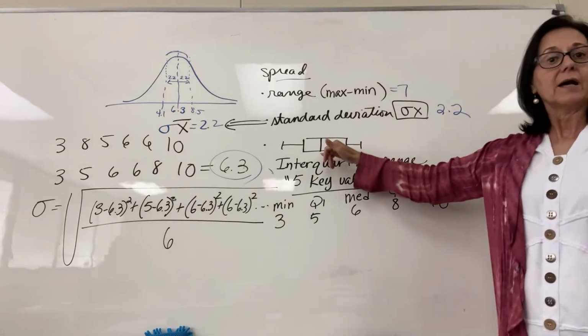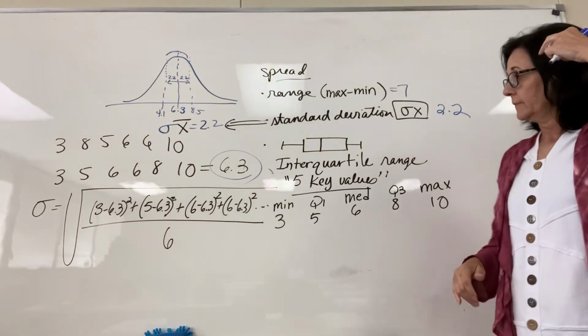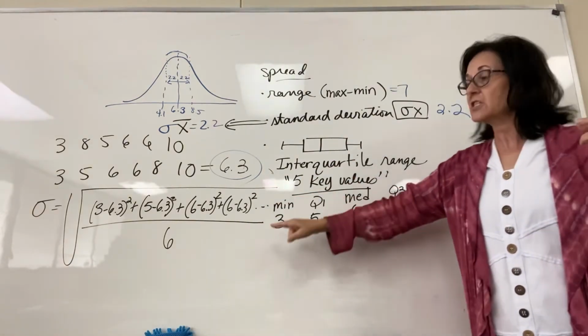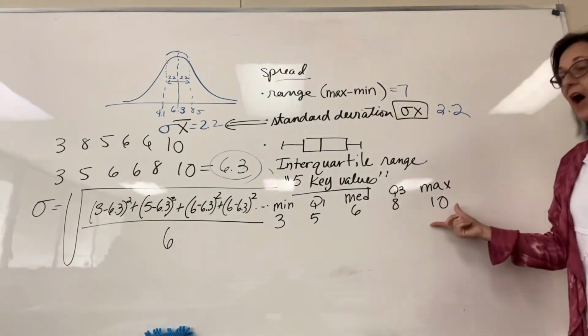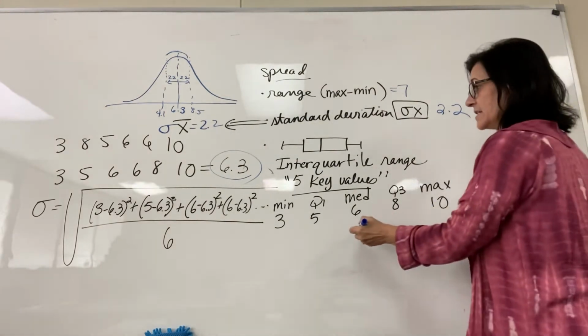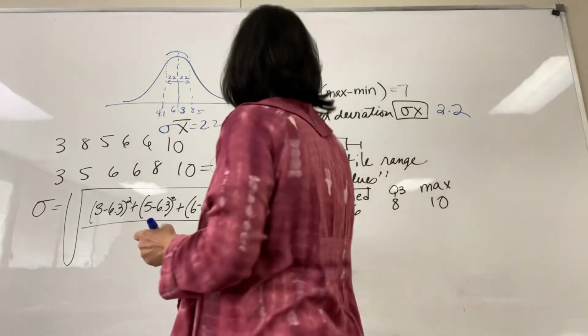To do the box and whiskers plot, you have to have these 5 key values. The smallest number is your min. The highest number is your max. Okay, I've written them here. Good.